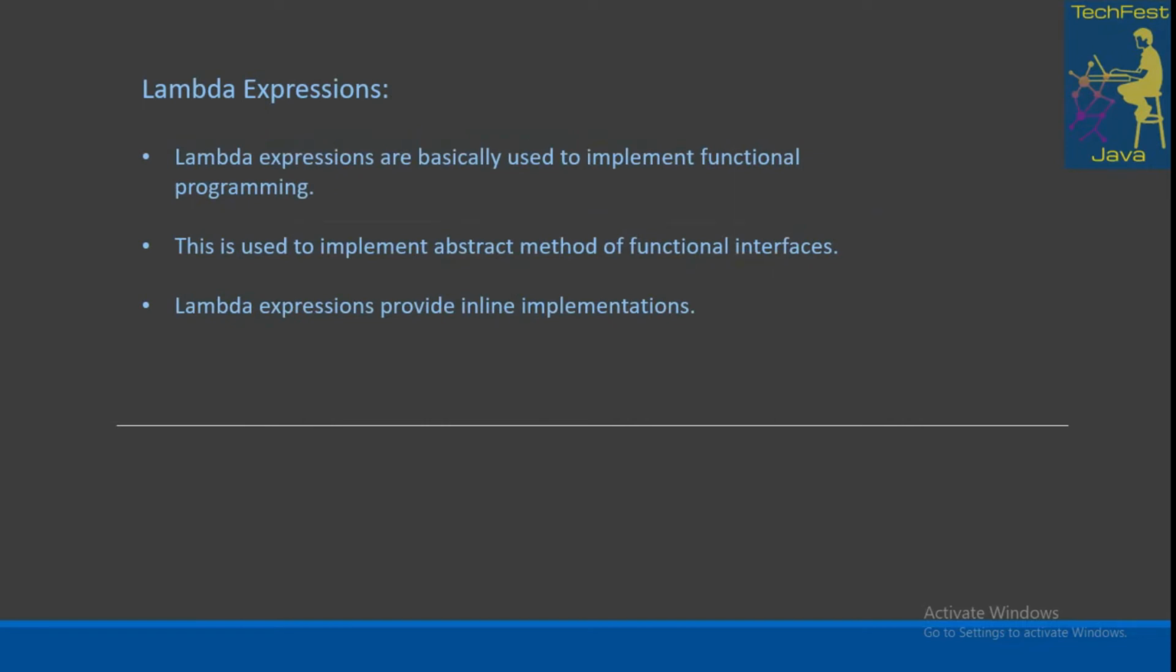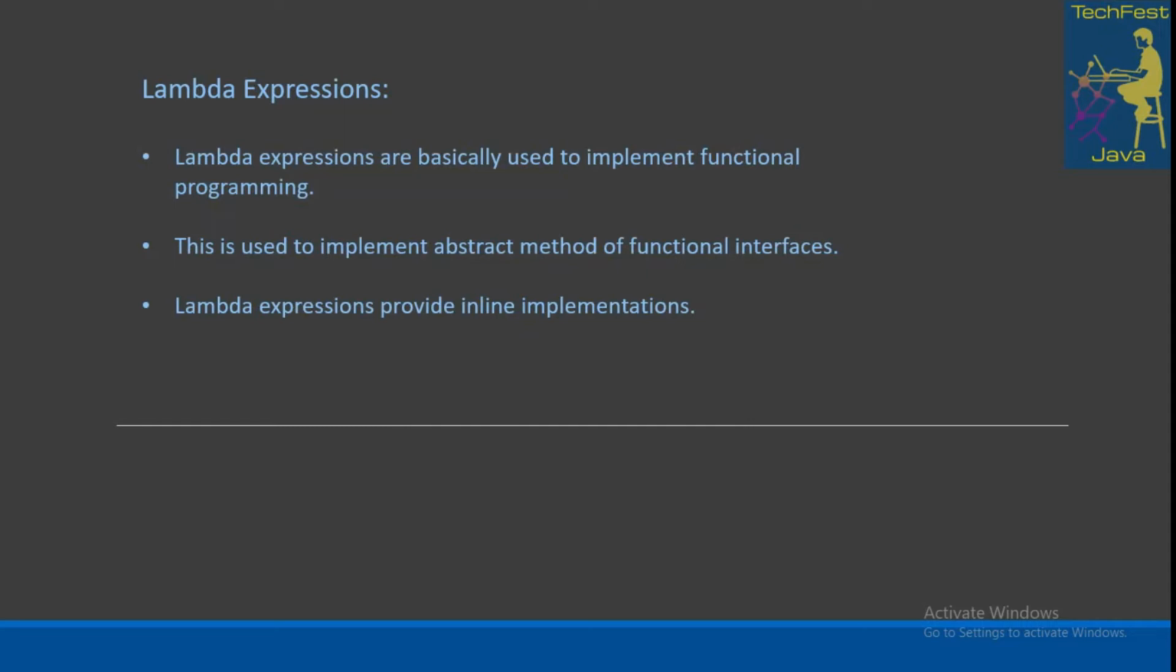Now we are introducing Lambda expressions. Lambda expressions are used to implement functional programming. A Lambda expression is used to provide the body of the functional interface's abstract method, and it provides an inline implementation. Suppose we have defined one functional interface with one abstract method.